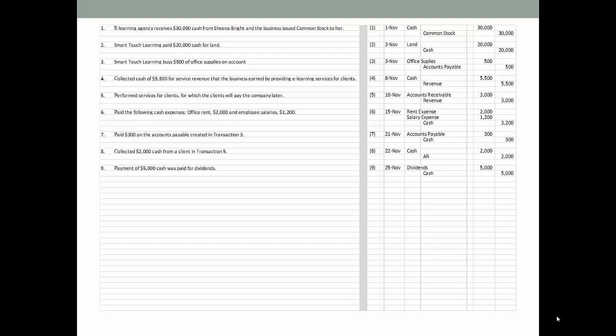We're going to pay $5,000 in cash for dividends. This will be dividends in cash. Dividends are increased with a debit. It's under owner's equity. Cash, the asset, is being decreased, so it'll be credited.